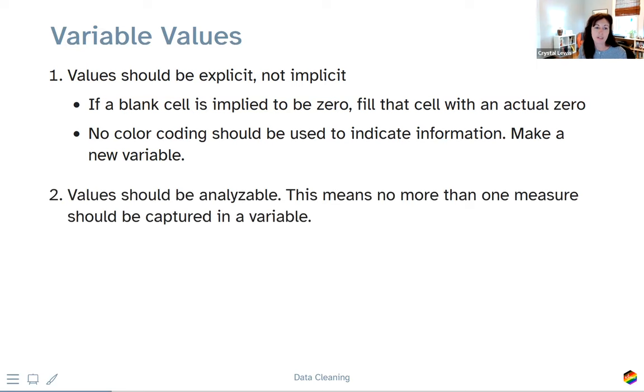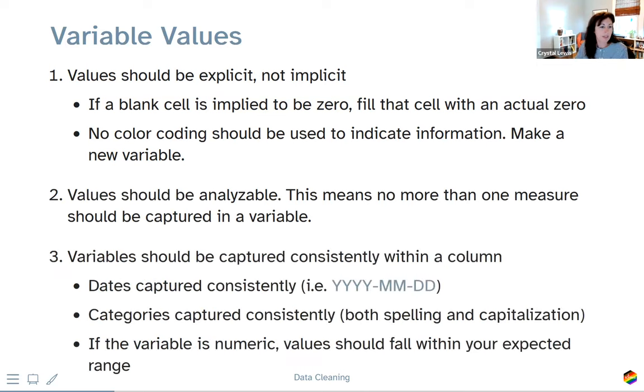Values should be analyzable. This means no more than one measure should be captured in a variable. So for instance, we don't want both weight and height in the same variable. It would be very difficult to analyze a variable with combined information like that. We want to split this information into two columns. Variables should be captured consistently within a column.